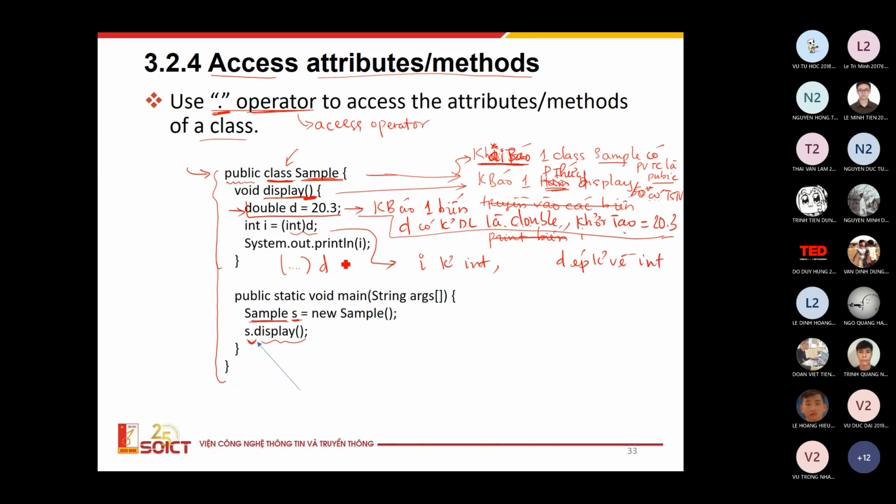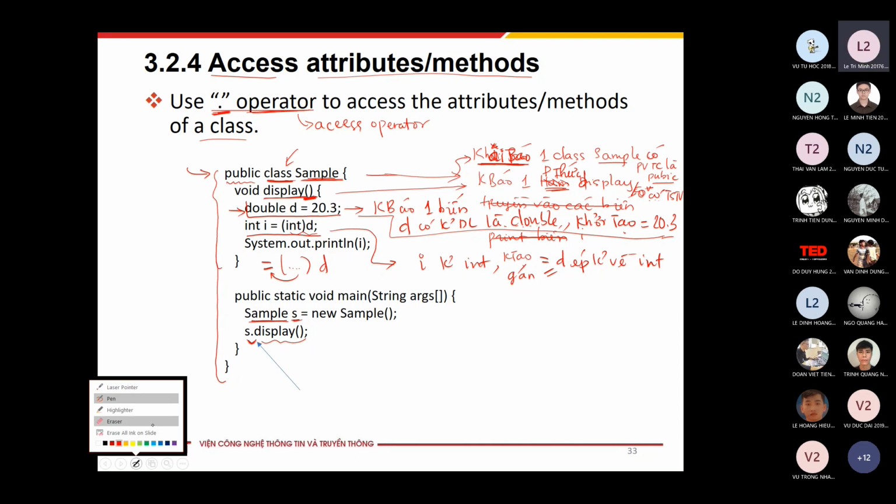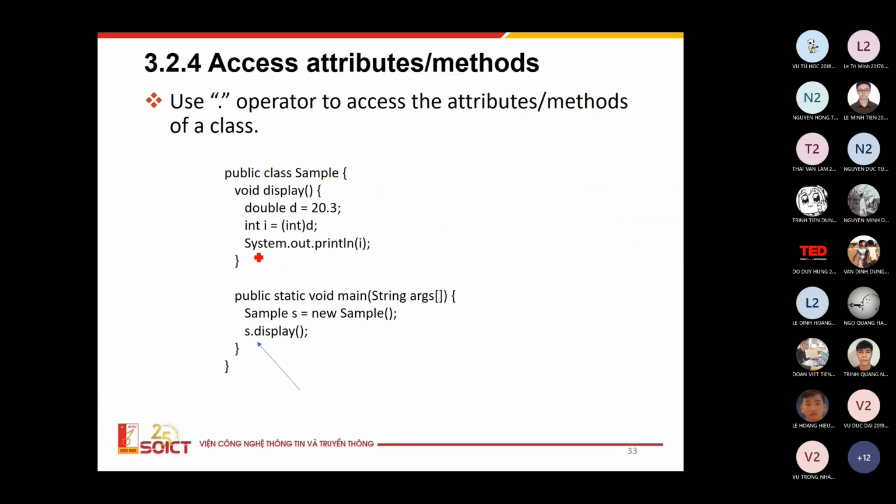Sau khi ép xong thì làm gì? Sau khi ép xong thì khởi tạo ạ. Khởi tạo hoặc là gán, đúng không? Khởi tạo bằng giá trị của D được ép kiểu về int hoặc là gán bằng giá trị của D ép kiểu về int. Các bạn đọc và phân tích các câu lệnh thật là kỹ cho cô nhá, không làm nhanh. Sau đó cuối cùng mới là in ra Y. Vậy thì là mới hết phương thức này thôi.